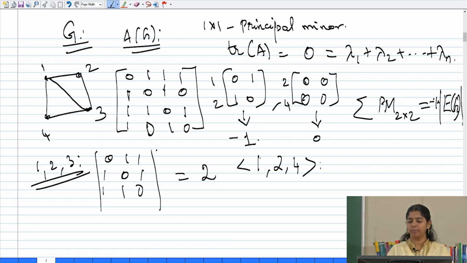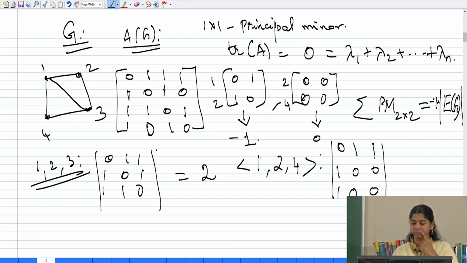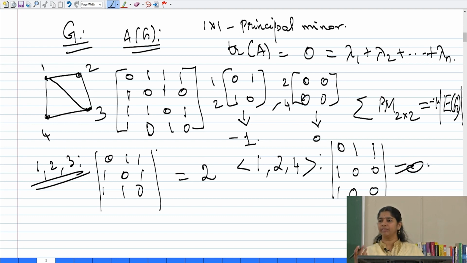If I look at this triplet, what do we get? 1 is 0 1 1, 2 is 1 0 0, 4 is 1 0 0, 0. Obviously it is quite immediate that you have repeated rows, so the determinant is going to be equal to 0 here, right. So what is the difference between these two?